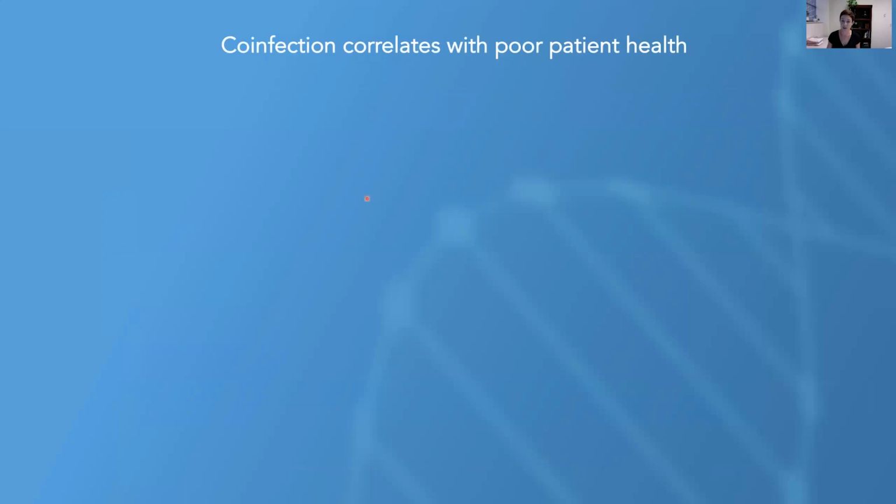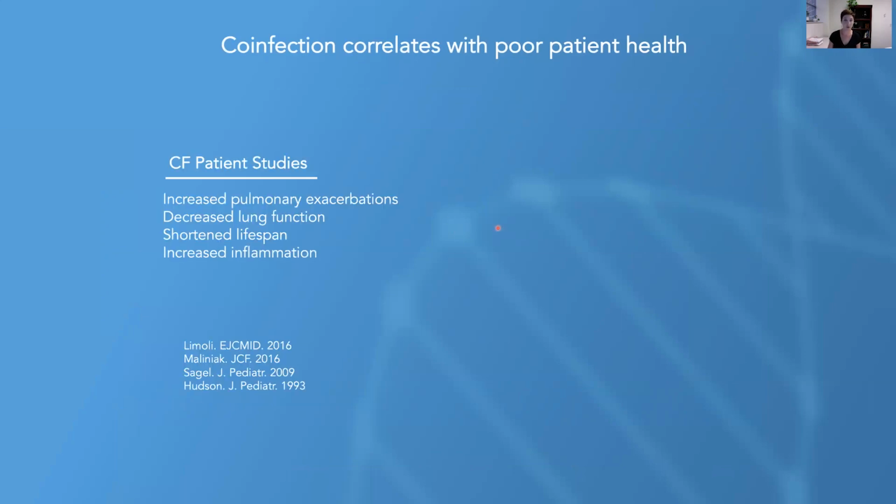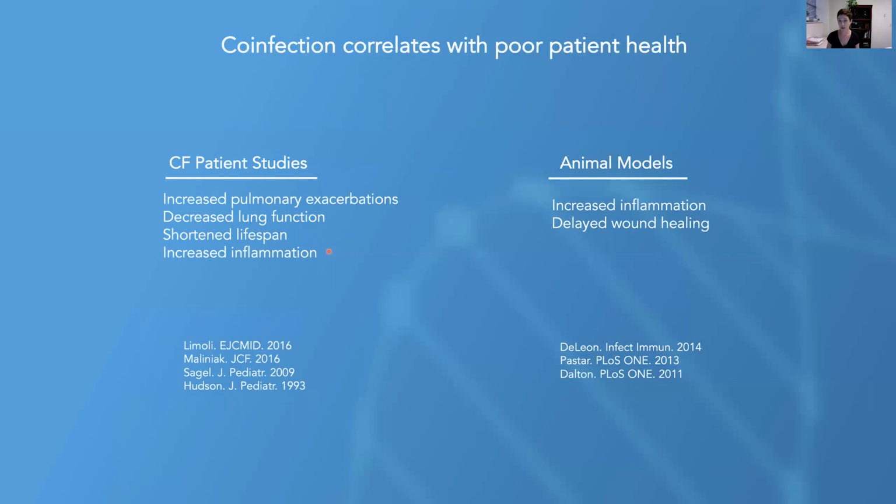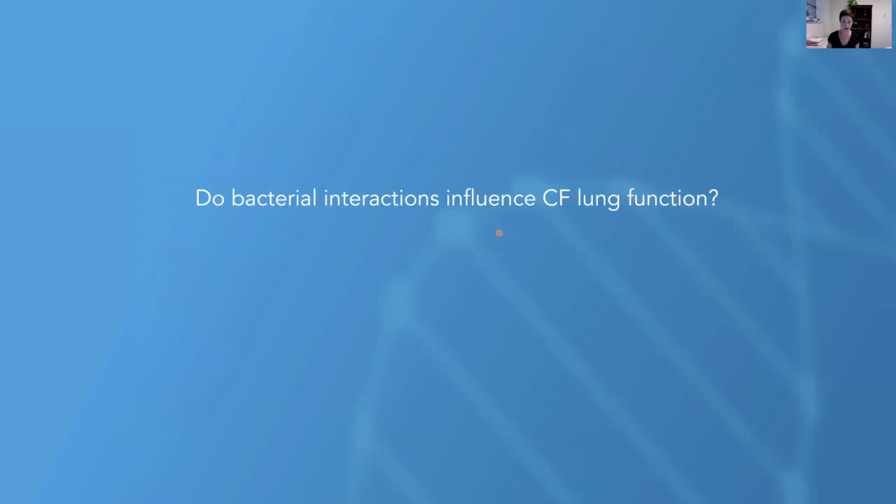And so we do see that co-infection correlates with poor health. And so studies from our lab, as well as multiple other groups in CF patients, have found that co-infection with Pseudomonas and staph increases pulmonary exacerbations, decreases lung function, shortens lifespan, and increases inflammation. And in animal models, both for airway infection as well as in wounds, there's increased inflammation and delayed wound healing.